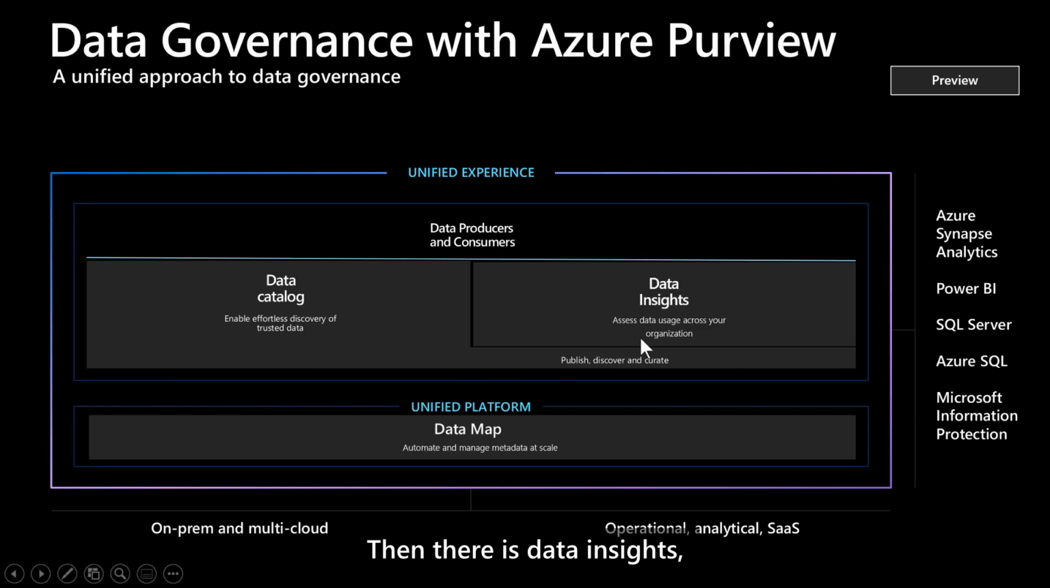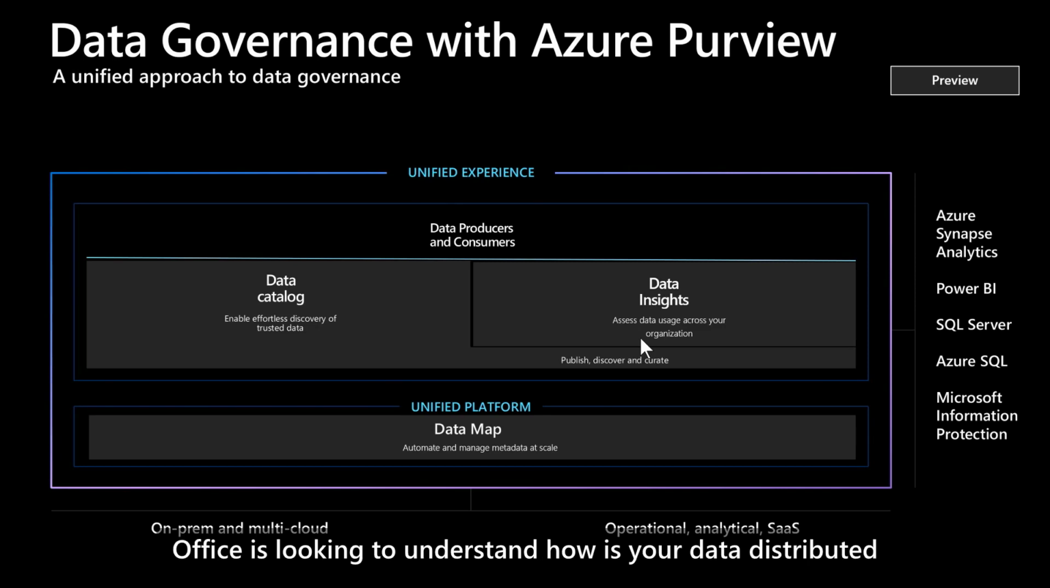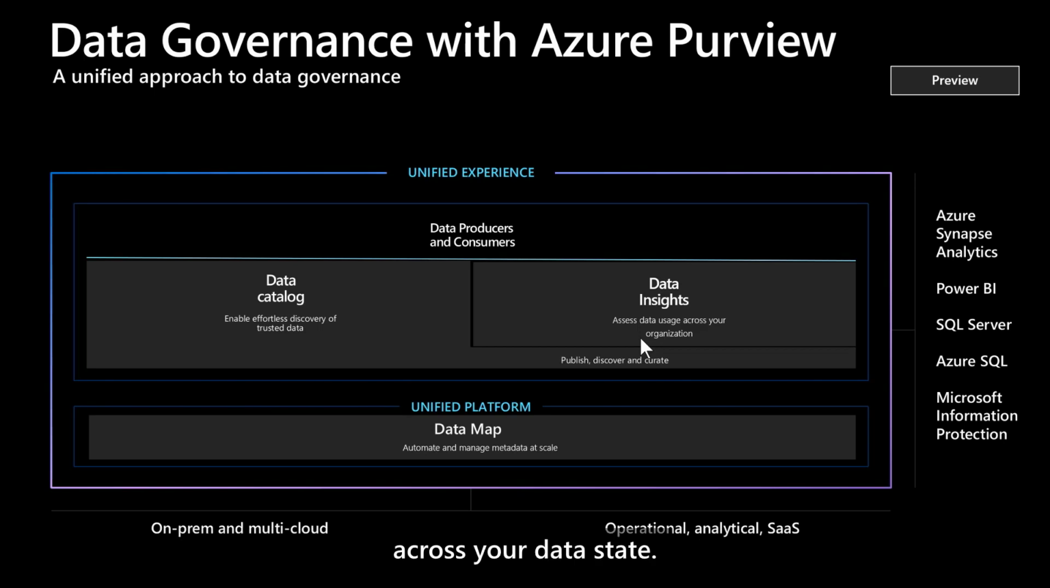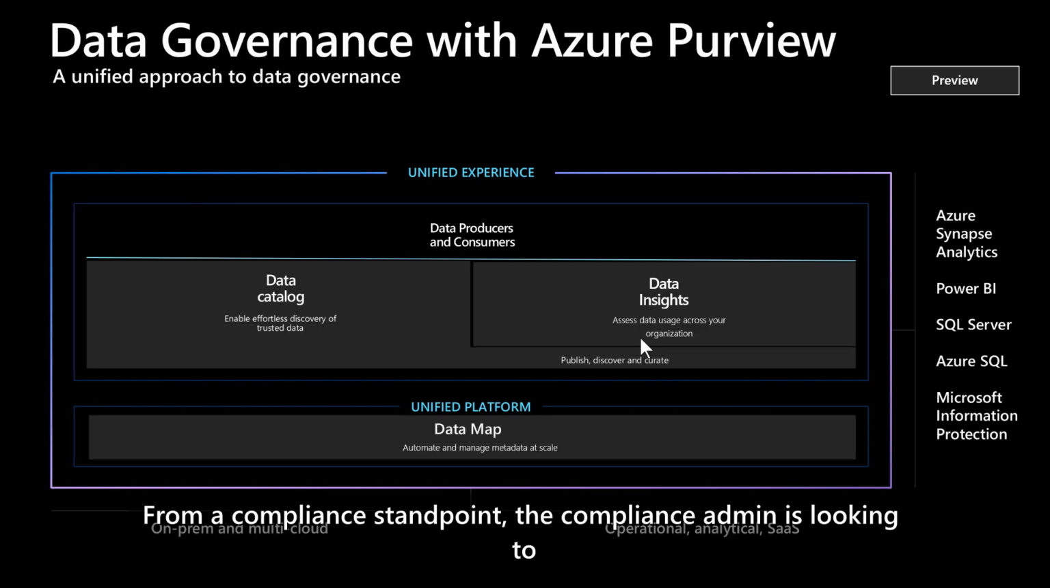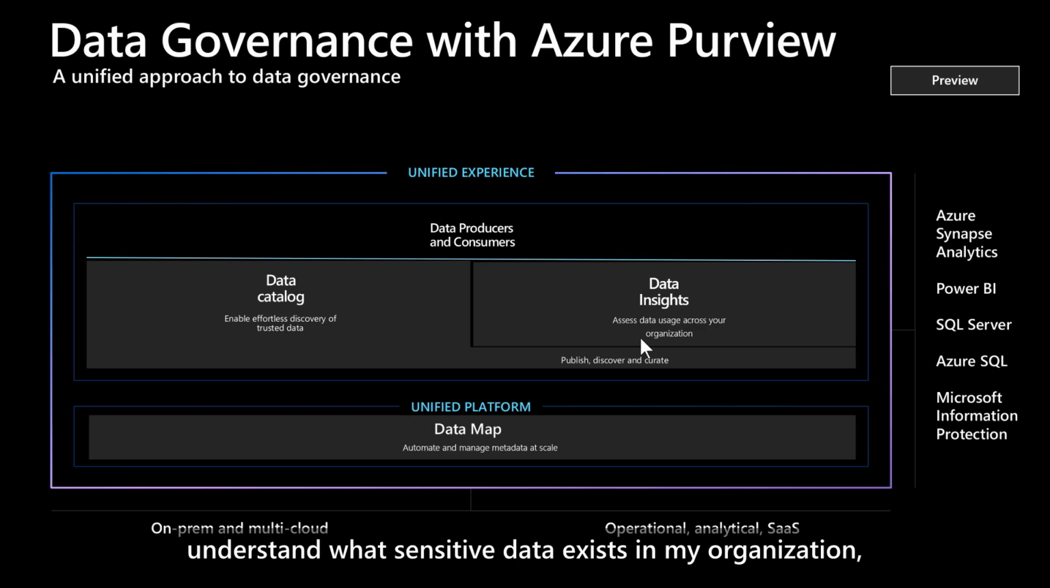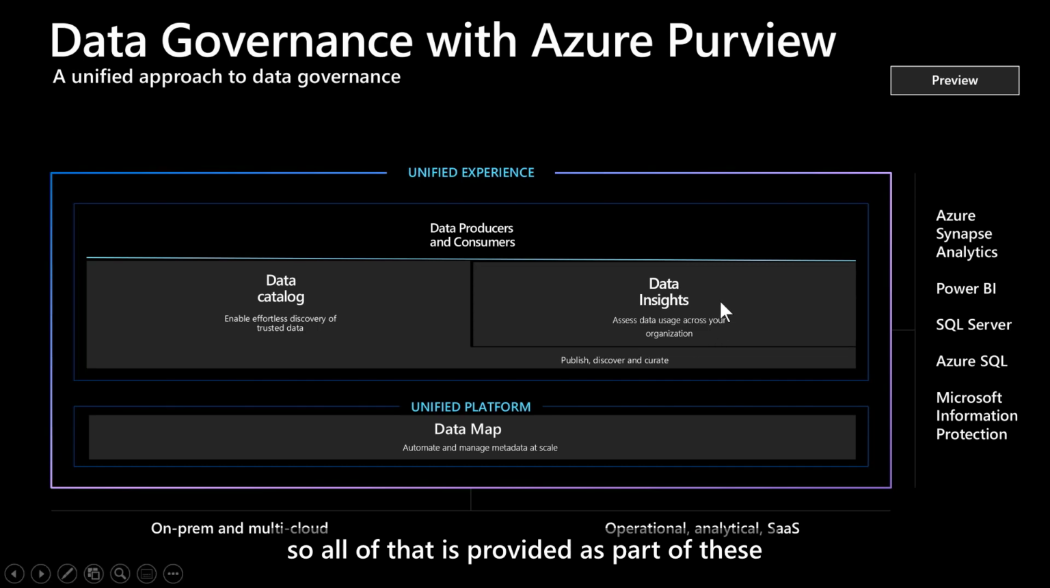Then there is data insights. A lot of organizations, the CDO office, the Chief Data Officer office, are looking to understand how their data is distributed across the data estate. From a compliance standpoint, the compliance admin is looking to understand what sensitive data exists in the organization. So all of that is provided as part of the reports that we publish with the data insights pillar.